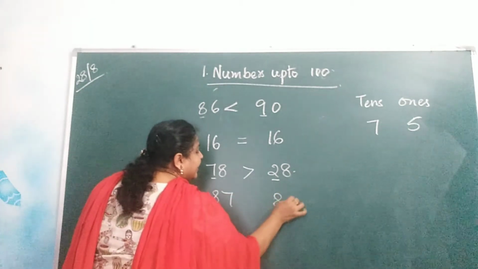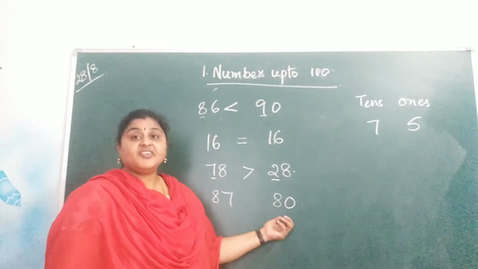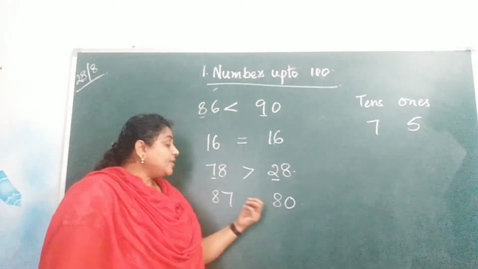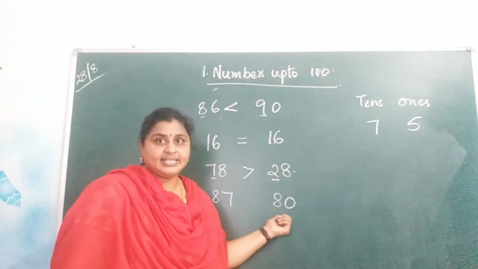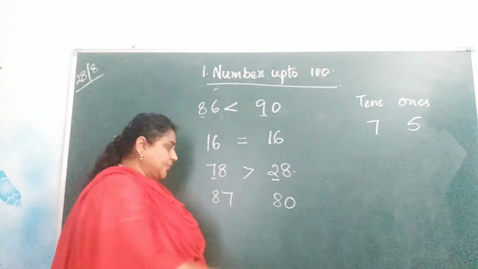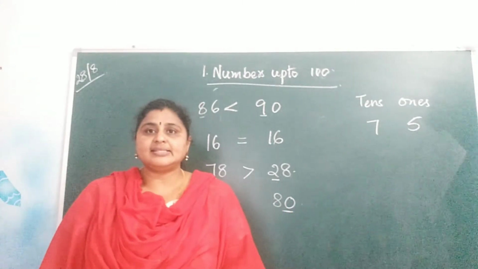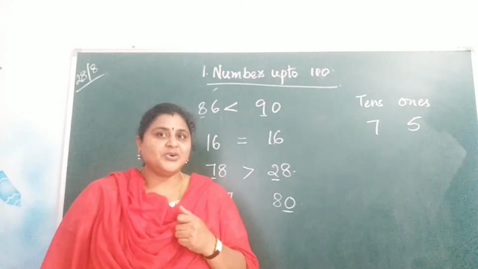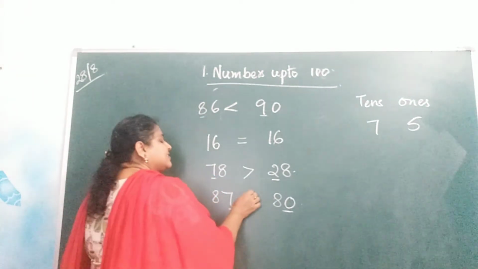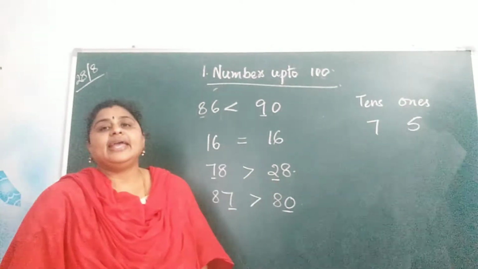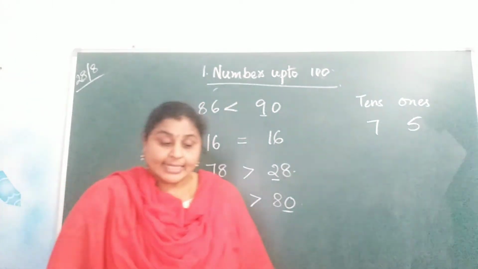87 and 80. Now the first digits are same. So when the first digits are same, what did I say? We will compare the second digit, that is in the ones place value. Now 7, 0. Is 7 greater than 0 or less than 0? Greater than 0. Very good. You are as smart as me. So 87 is greater than 80. Got it? This is how you compare the two numbers.